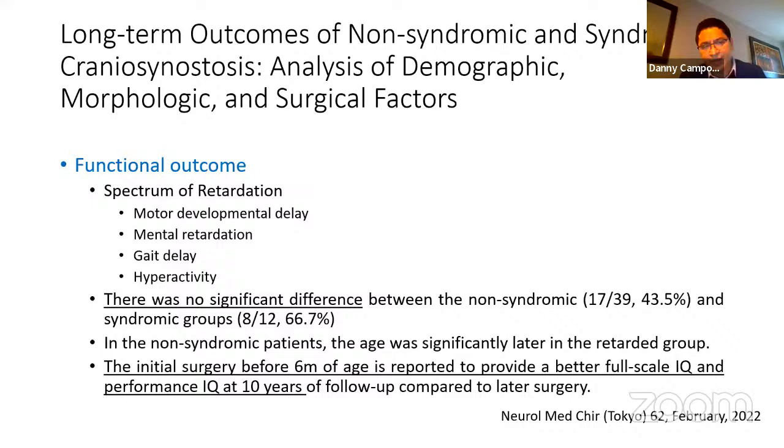The spectrum of retardation is pretty wide: for example, motor developmental delay, mental retardation, gait delay, hyperactivity, you know. In this paper, no significant difference was found between the non-syndromic and syndromic groups in general intelligence. But they found that initial surgery before 6 months of age is reported to provide a better full scale IQ and performance IQ at 10 years of follow-up.